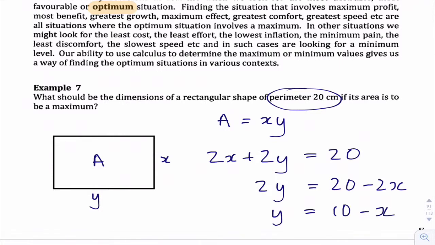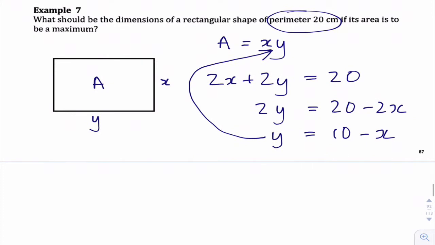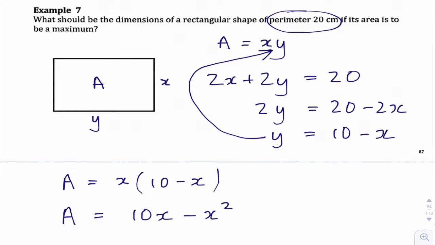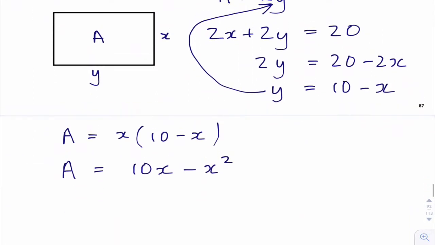Okay, so now what I'm going to do is substitute that value of y back into this expression that we have for the area that we're trying to find a maximum for. So the area of the rectangle is x times y, and we know y is 10 minus x. Okay, so that gives us 10x minus x squared. So there's the area in terms of x.